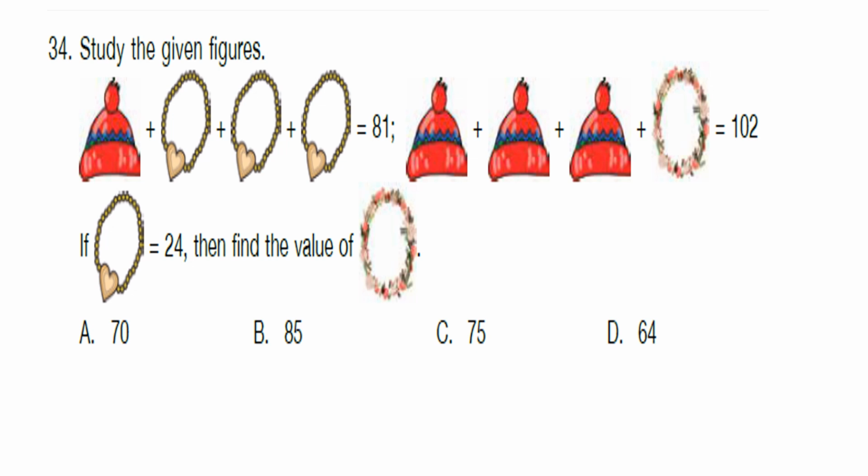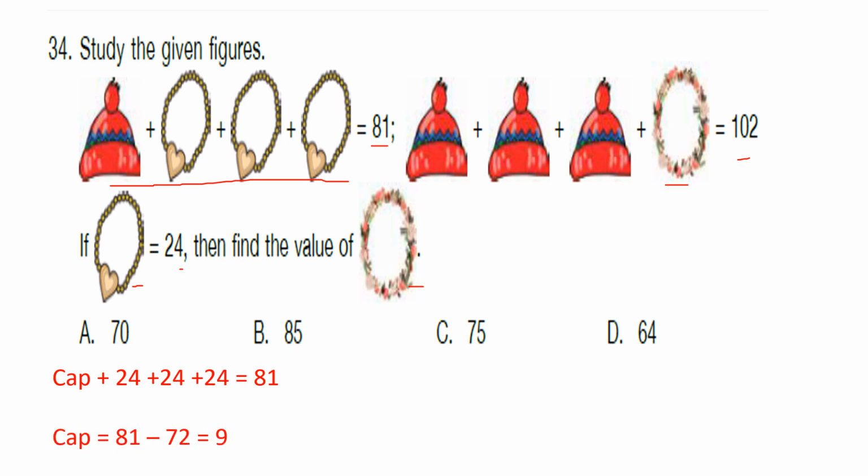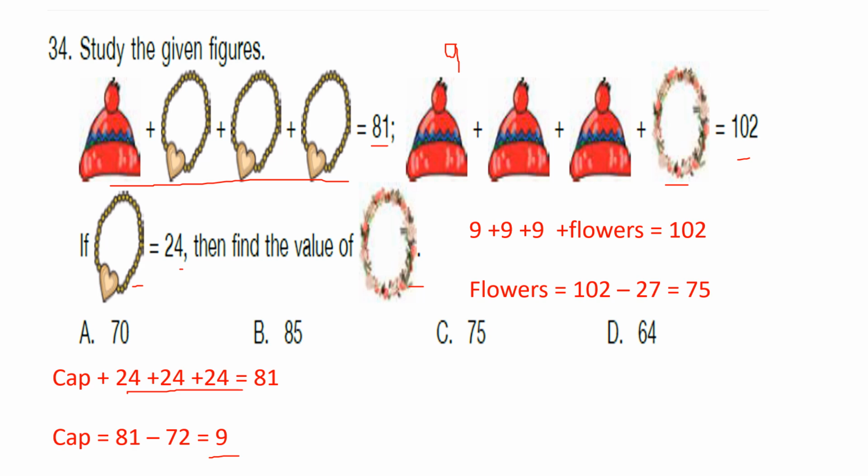Study the given figure. Cap plus 3 necklace equals 81. 3 caps plus flowers equals 102. If 1 necklace equals 24, then find the value of flowers. It is given that 1 necklace is 24. If we put this in this equation, cap plus 24 plus 24 plus 24 is 81. So cap equals 81 minus 72, because 3 times 24 is 72, is 9. The value of cap is 9. So now when cap is 9, 3 caps is 27 plus flower equals 102. So flowers equals 102 minus 27, that is 75. The value of flowers is 75. Answer is option C.